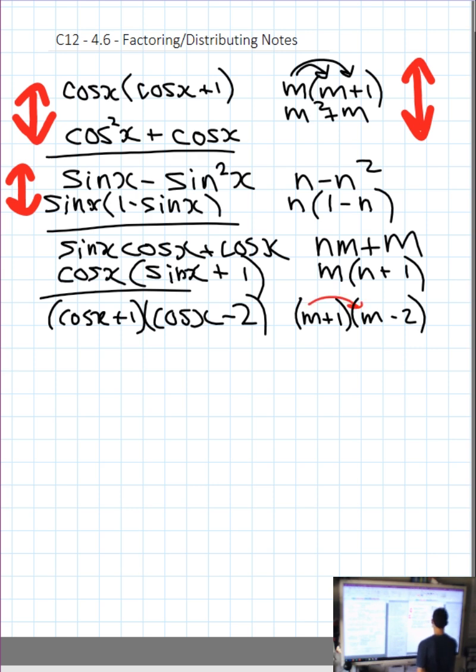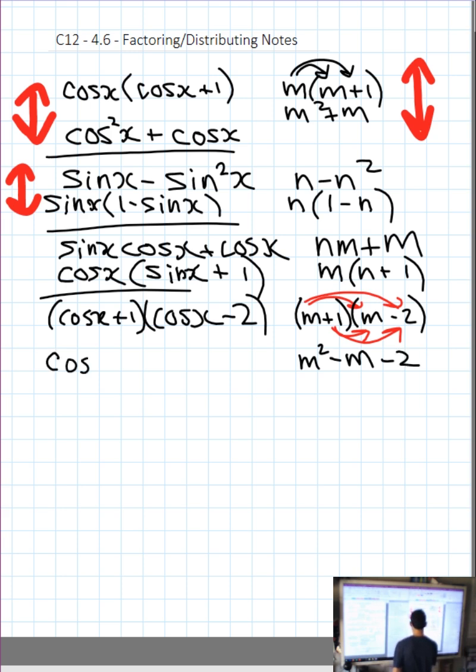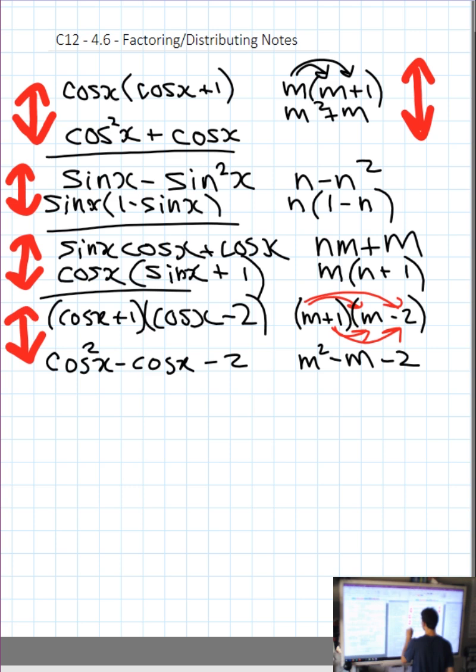We know how to expand using firsts, outsides, insides, lasts, or a mnemonic device FOIL. So I'll write that answer down below, m squared. Now I'm going to do the middle term in my head. Negative 2m plus m is minus m, and positive 1 times negative 2 is negative 2. So back to the left. That would be cos, remember, squared x minus cos x minus 2. And again, I'm not going to circle my answer because I need to know that I'm going to go back and forth. I circled my answer kind of in the notes because you kind of want to see like a difference between questions, but I'm just using lines here.